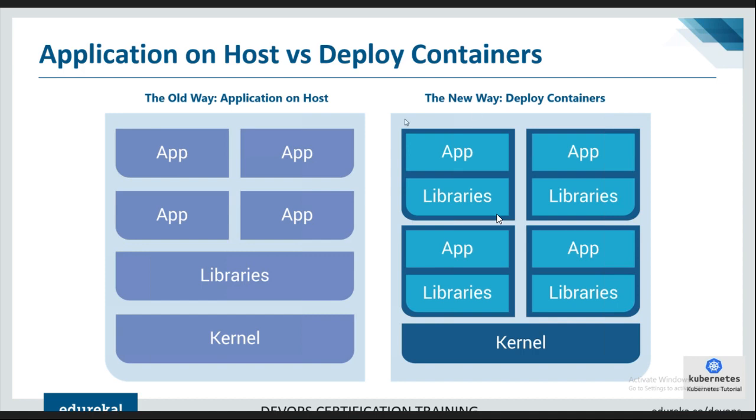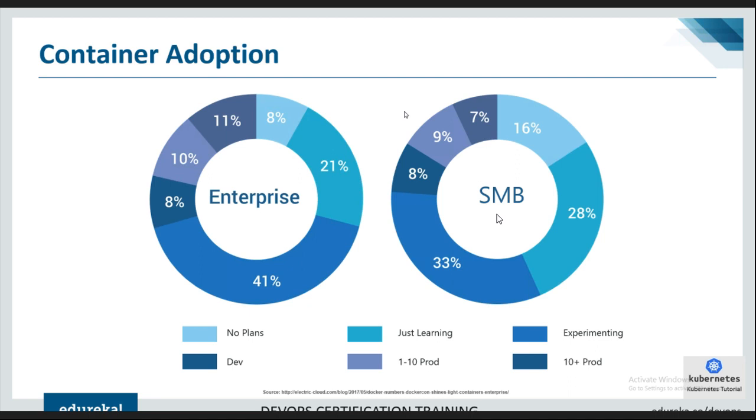And if we look at the current state of the market in terms of adoption of multiple container strategies, here we can see that 41% of enterprises are already experimenting with the implementation of containers, right? 8% are in development, almost 10% are in 1 to 10 production, whereas 10 plus production is as you can see here in this given scenario, right?